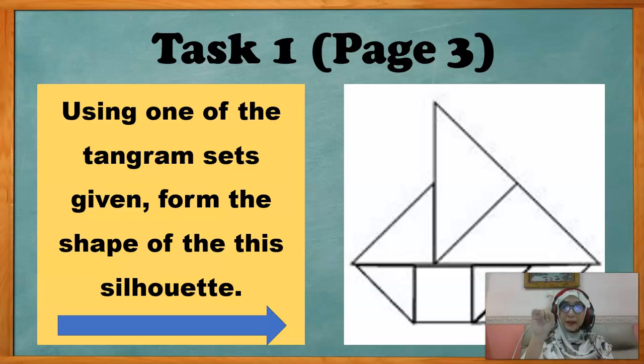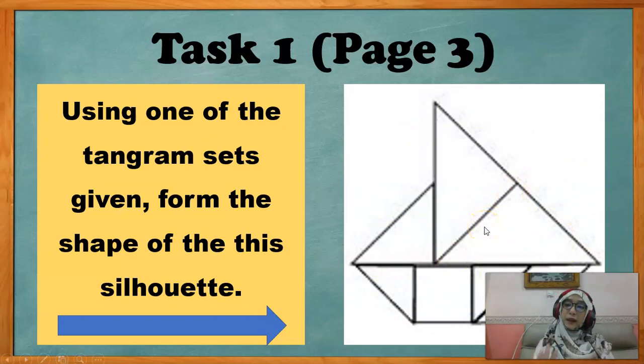Number one, color the Chinese tangram. Number two, you need to cut the Chinese tangram so that you have two big triangles, one medium-sized triangle, two small triangles, one square, and one parallelogram. So number one, color. Number two, cut. And number three, make the shape. Make sure you arrange all the puzzle pieces to make the shape of this boat.